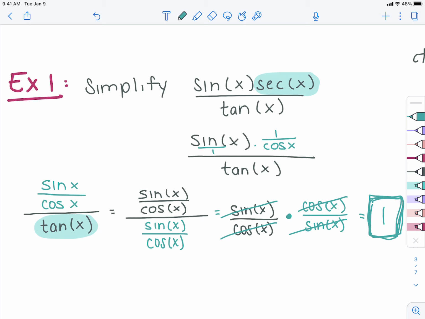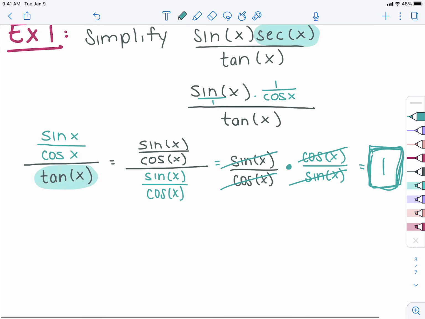So instead of sine of x times secant of x all over tangent of x, if I saw that in an equation, I could simplify that down, and I really just have a 1 there, which is a whole lot easier to work with than all that junk we started with, right? Let's try another one.